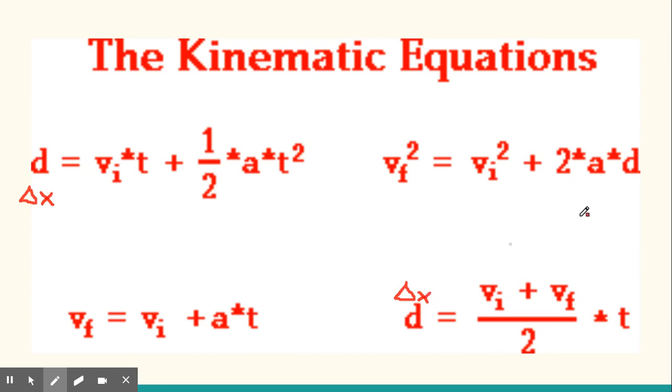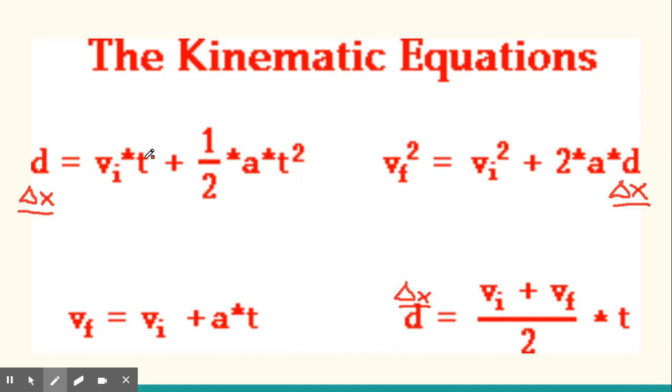Because these are really vector quantities, so we should really be writing in change in position or displacement instead of D, but you might see this D to stand for displacement sometimes. But this is the better way to write these. Delta x instead of the D. And delta x equals your initial velocity times time plus 1/2 times your acceleration times time squared.